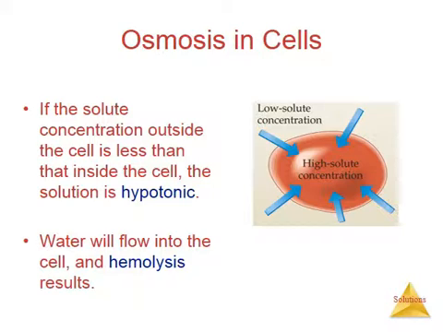In this slide, we are considering that the solute concentration outside the cell is less than the solute concentration inside of the cell. And this kind of solution is called hypotonic. As you know, solvent would flow from the low concentration side of the solution to the high concentration side. What that means is solvent molecules would now enter into the cell, causing hemolysis.